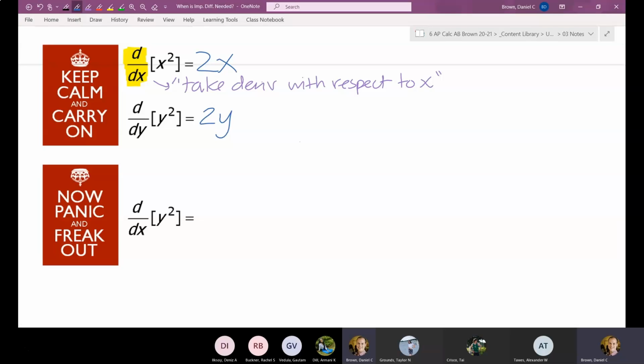Where we are going to have to use implicit differentiation is when we have a mismatch between what we're taking the derivative with respect to, and the variable that we have. So when you're looking at that third one, you're saying, hey, take the derivative, I'm going to abbreviate with respect to with WRT, with respect to x, but the variable we have is in terms of y. Those don't match up. So this would be an example where we have to use implicit differentiation.